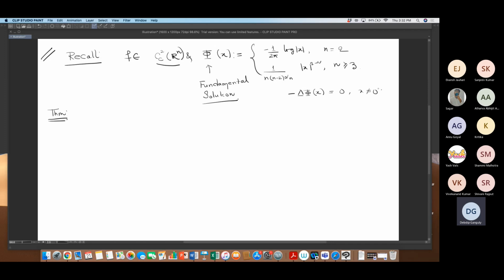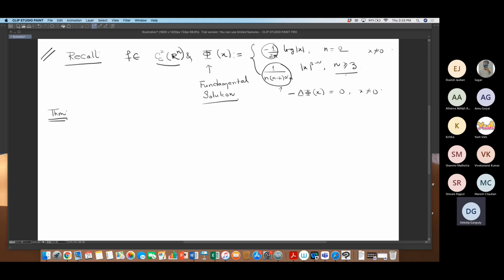So phi(x), for x not equal to 0, is given by minus 1 by 2 pi log of mod x if n equals 2, and a constant times mod x to the power 2 minus n if n is greater than or equal to 3. I have said already why this constant comes into play. It is related to the Dirac delta that you will learn later. If you don't like this constant, you can just write c1 log x and c_n mod x to the power 2 minus n, since the constant should depend on n. That is enough.